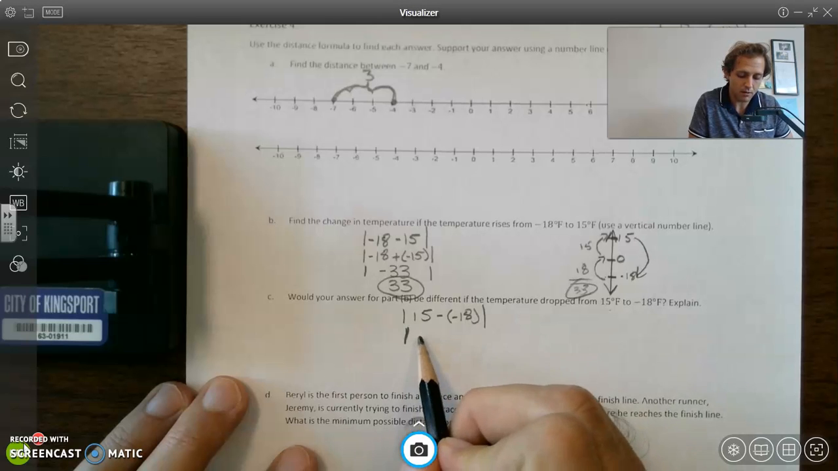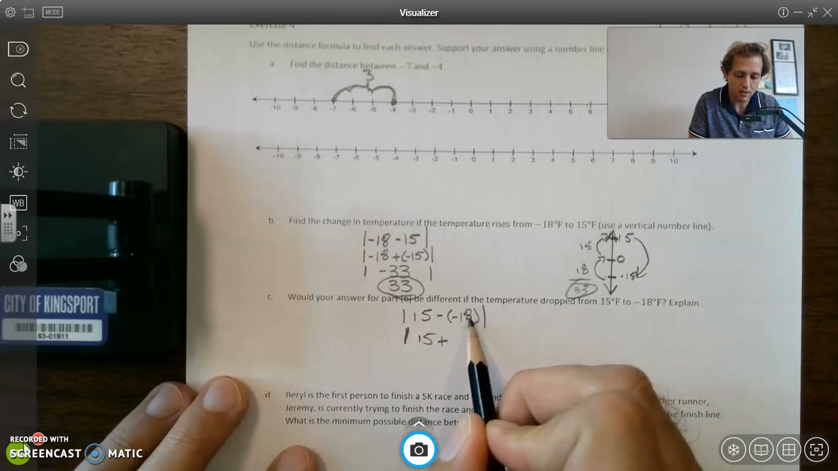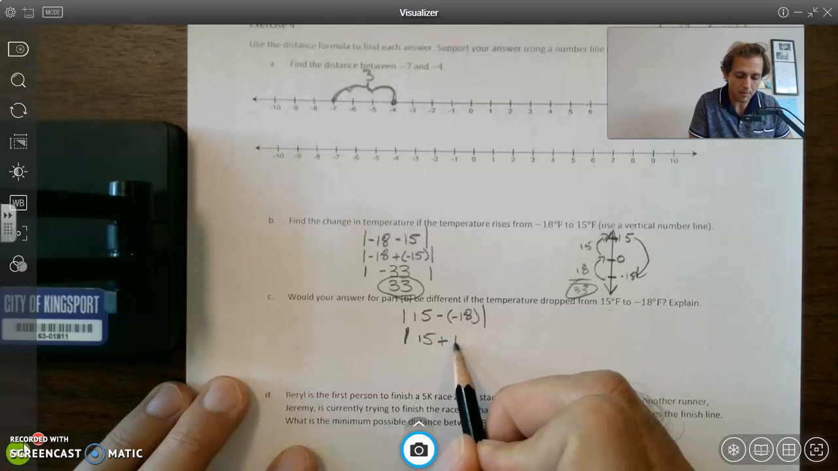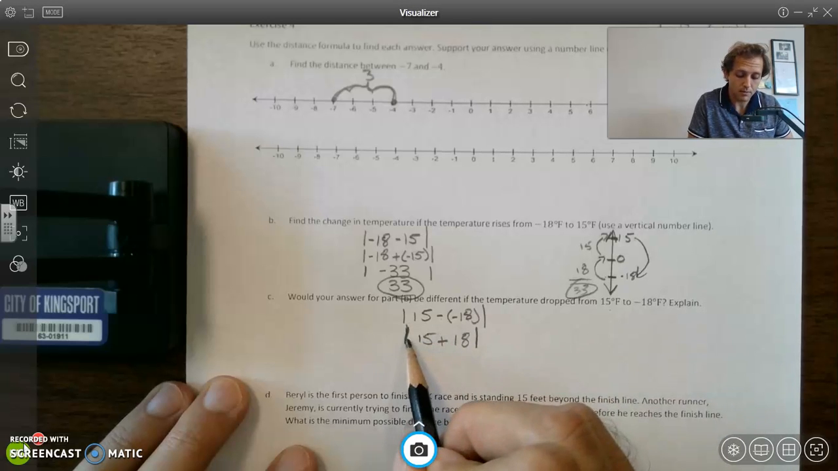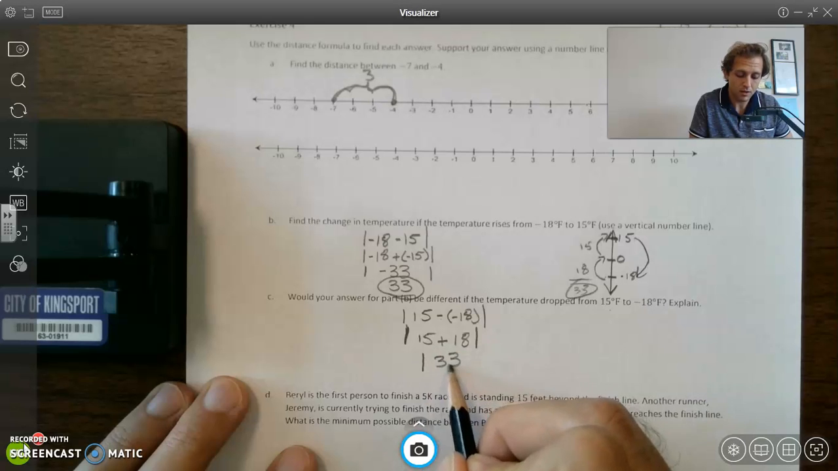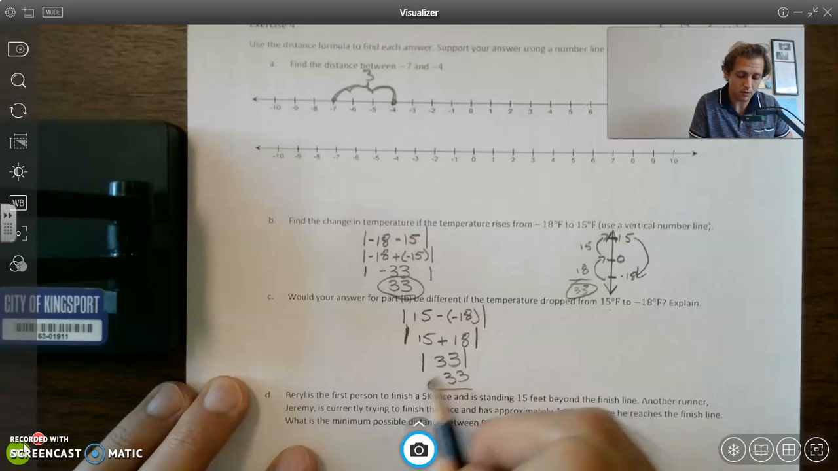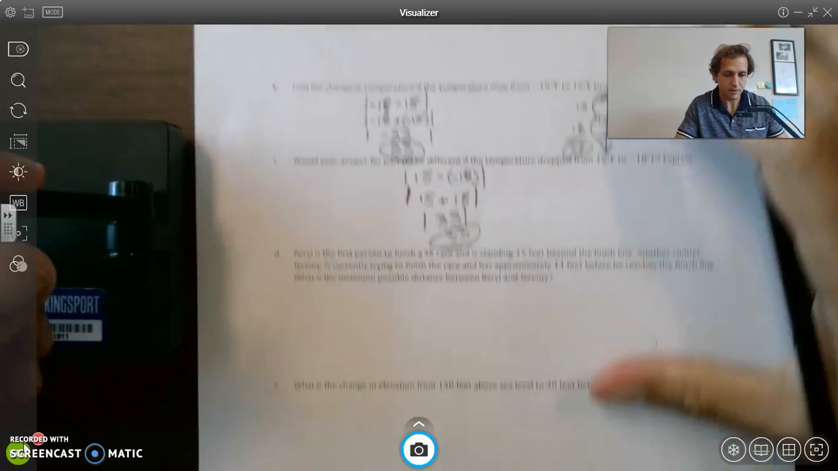The absolute value of 15, change subtraction to addition. Instead of negative 18, this becomes the opposite of negative 18, which is 18. The absolute value of 15 plus 18 would be the absolute value of 33, which is 33. So here we still have a distance of 33. Let's look at the last two.